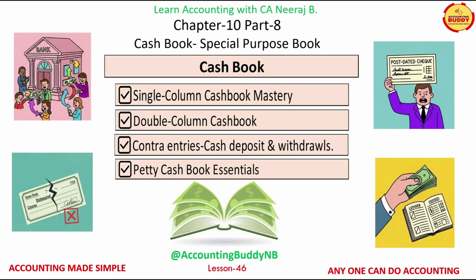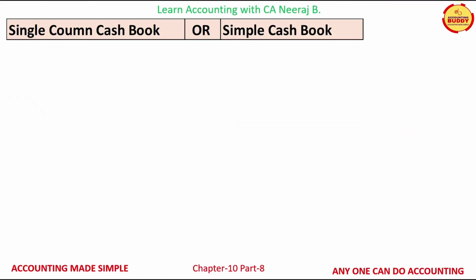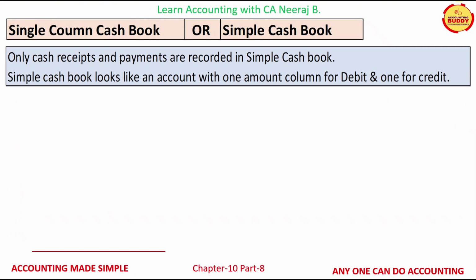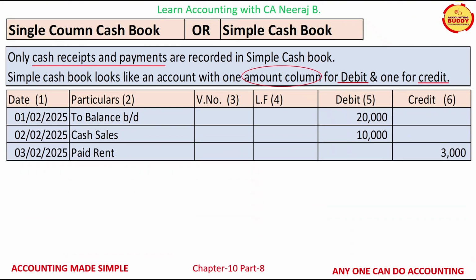Let's get started. Let us learn more about single column cash book and its format. Only cash receipts and payments are recorded in simple cash book. Simple cash book looks like an account with one amount column for the debit and one for credit. A specimen of a single column cash book is displayed on your screen.